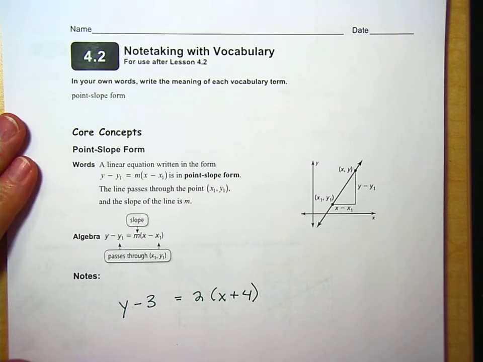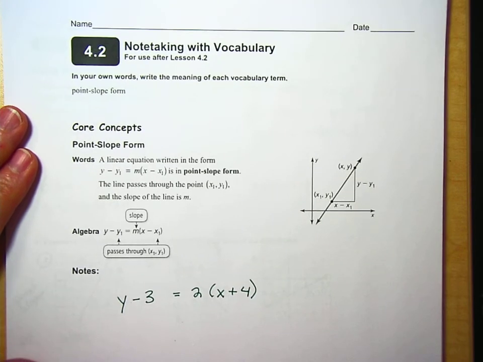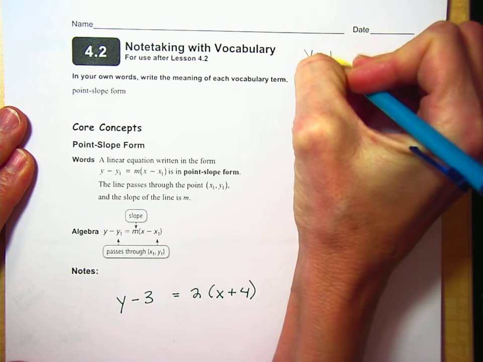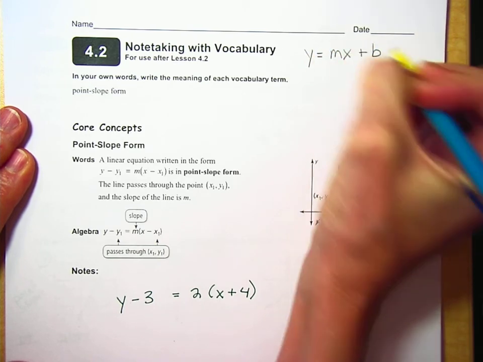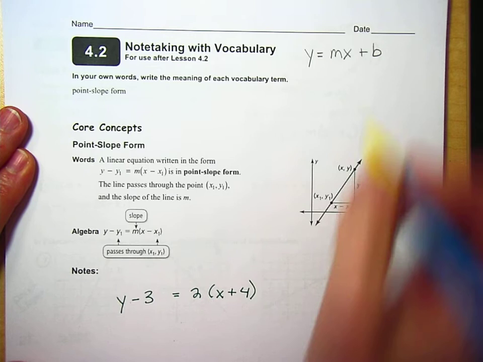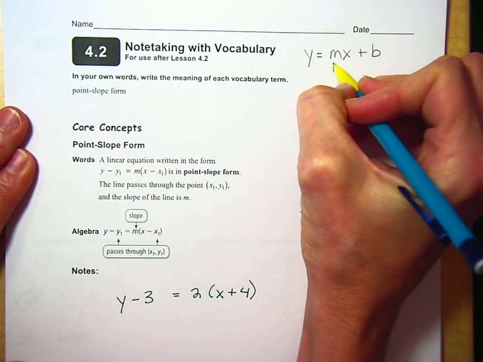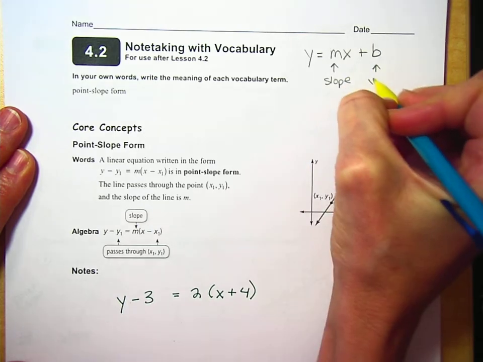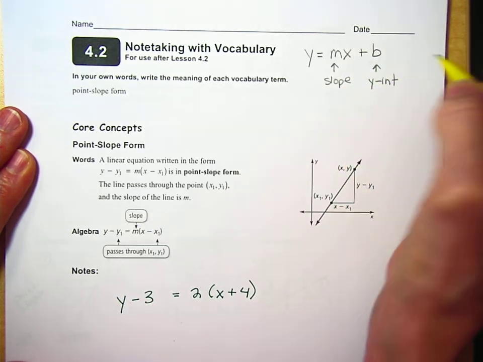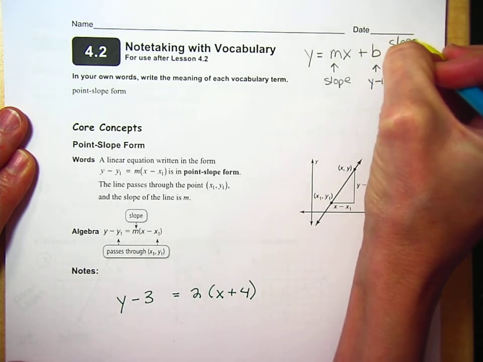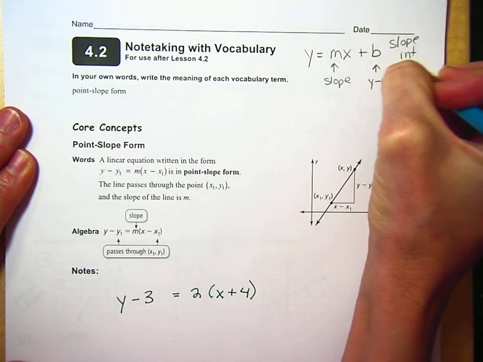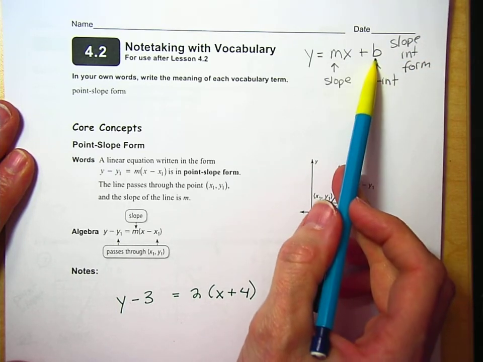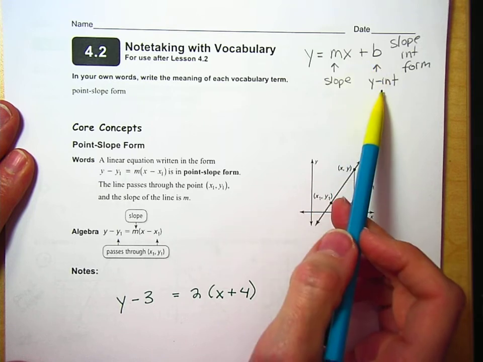So section 4.2 is again about writing an equation of a line, and the form that we have already learned is this one, which we called slope-intercept, because the equation contained a slope and the y-intercept. So this was called slope-intercept form, which is a nice form. The one issue with it though is you need the y-intercept.